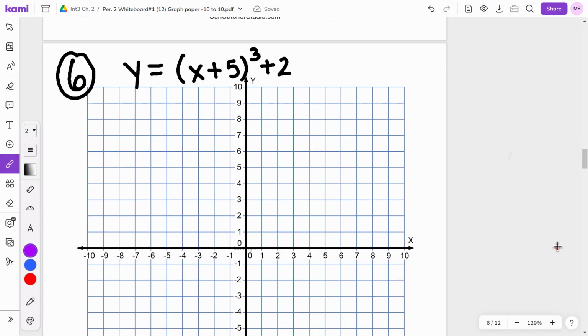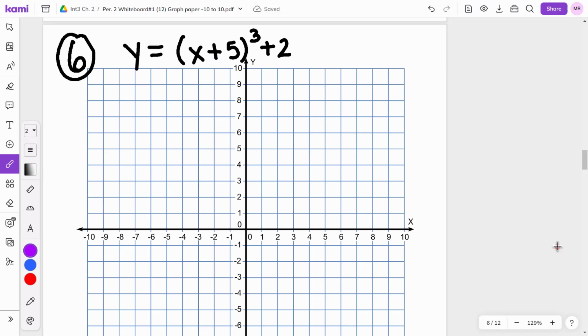Now, on the next one, this one is a cubic graph. And this cubic graph has a locator point at -5, 2. So this is going to be at -5, 2. That's where my locator point is. So I am going to go to -5, 2. We call that an inflection point. Okay, we call that an inflection point. So -5, 2. I'll write that here for you. We call that an inflection point, but it's our locator point.